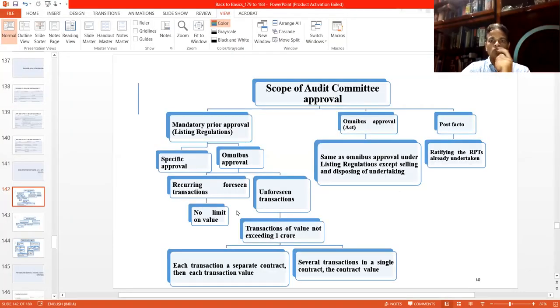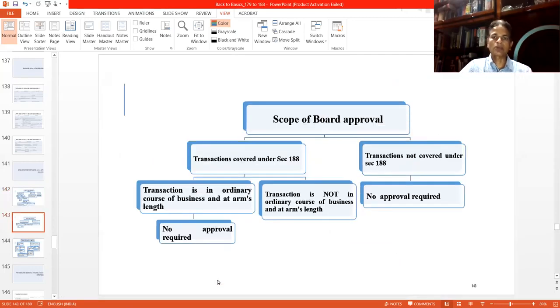What are the materiality thresholds under section 188? So the thresholds are, let me share the presentation here once again. So we talked about the audit committee approval already. Maybe I think we can move further. Yeah, let's come to this.